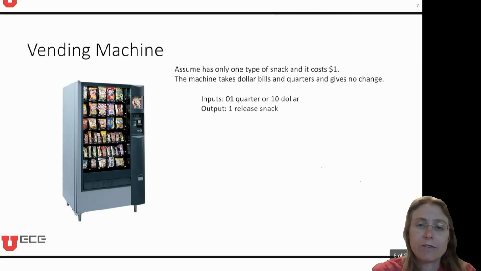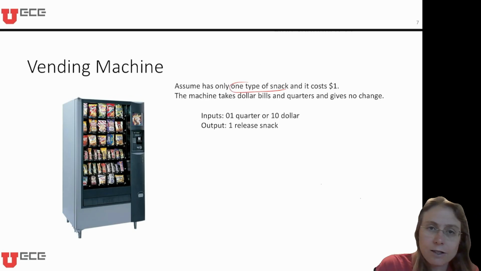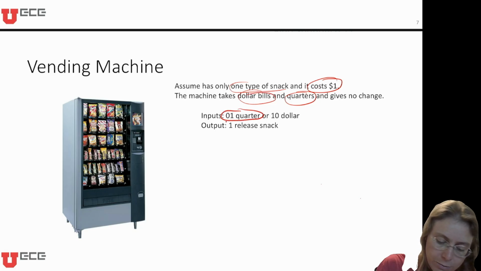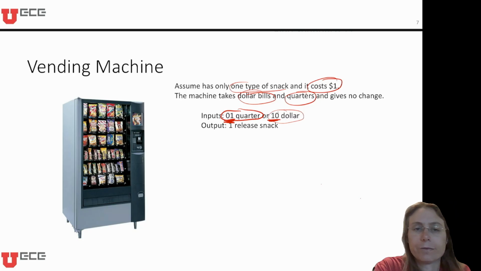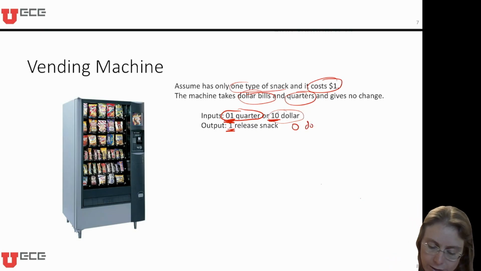So I've simplified down a vending machine so that we can draw a beginning finite state machine diagram for it. It only has one type of snack, the snacks cost $1, and our machine just takes quarters and dollar bills. So a quarter is the input of the binary number 0, 1, and a dollar bill is an input 1, 0. And then an output of 1 means release the snack, 0 means don't release snack.